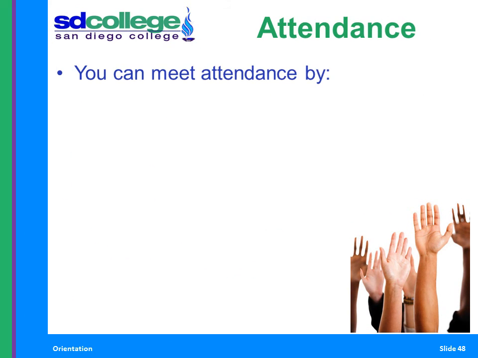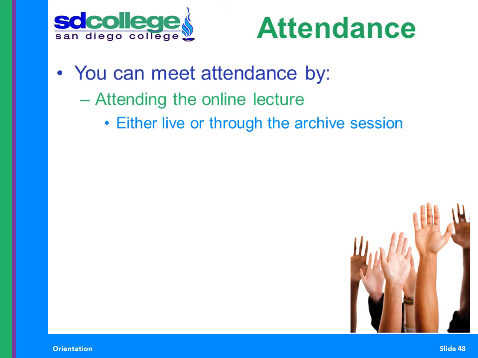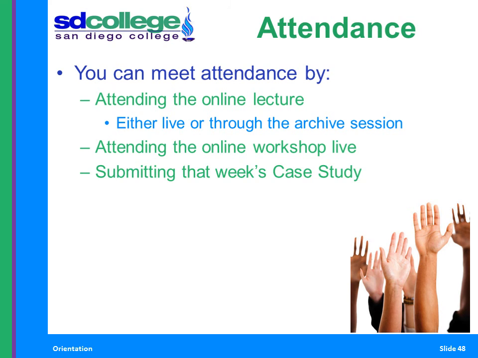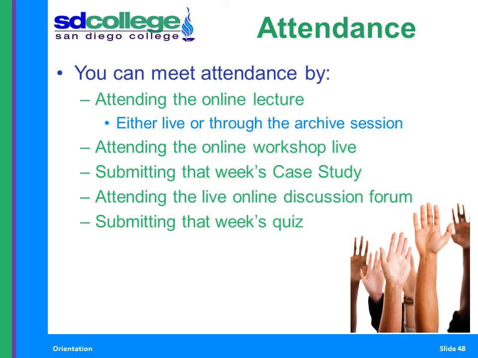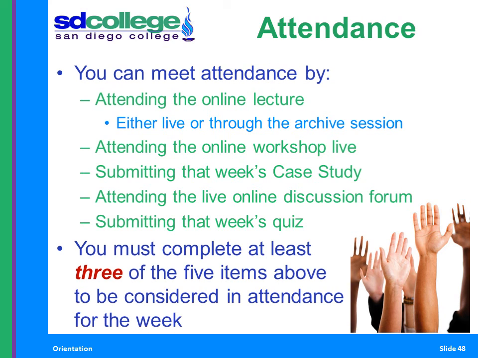You can meet attendance by attending the online lecture, either at its scheduled time or by watching the archive session, attending the online workshop at its scheduled time, submitting that week's case study, attending the live online discussion forum, and submitting that week's quiz. You must complete at least 3 of these 5 items in order to be considered in attendance for the week.